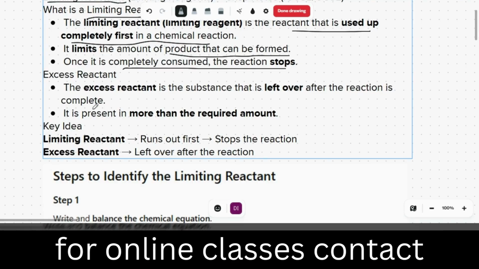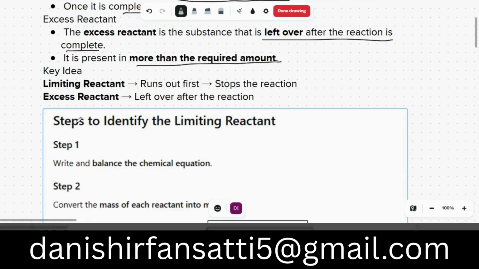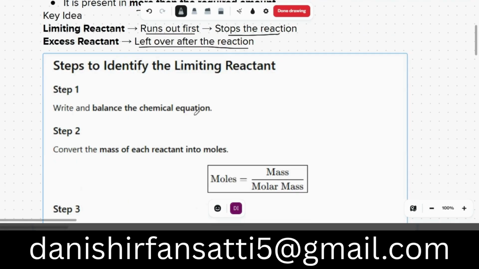Excess reactant is the substance that is left over after the reaction is complete. That means that it is still available after the reaction has been completed. It is present in more than the required amount. The key idea is: limiting reactant runs out first and stops the reaction, whereas excess reactant is left over after the reaction.